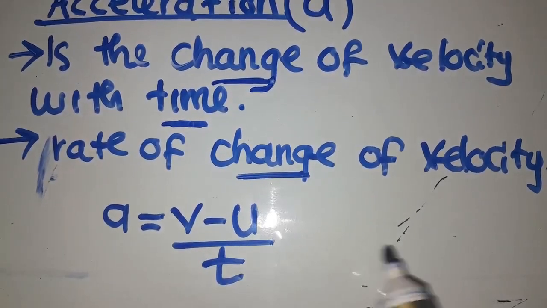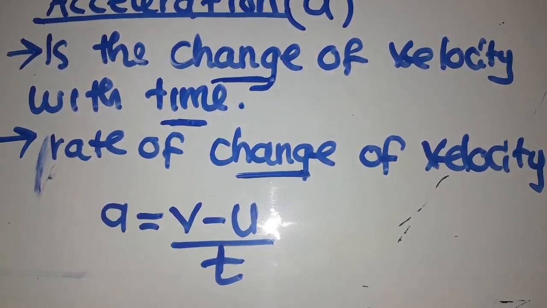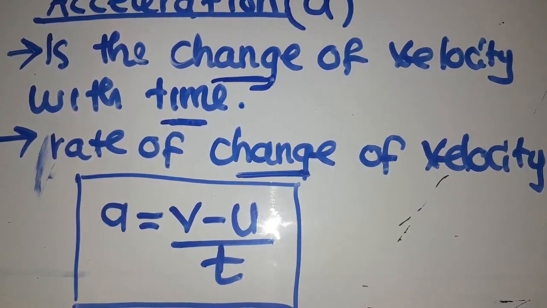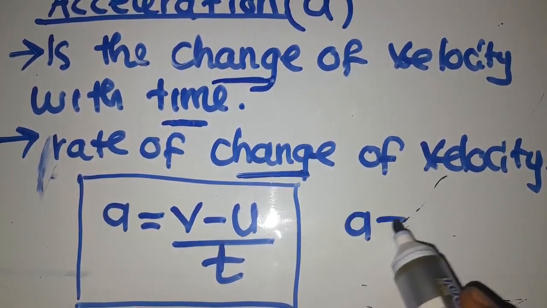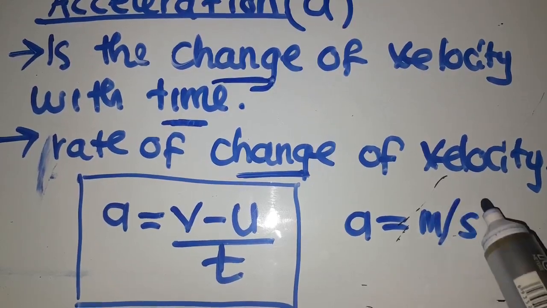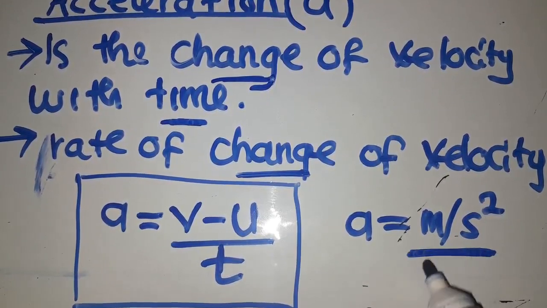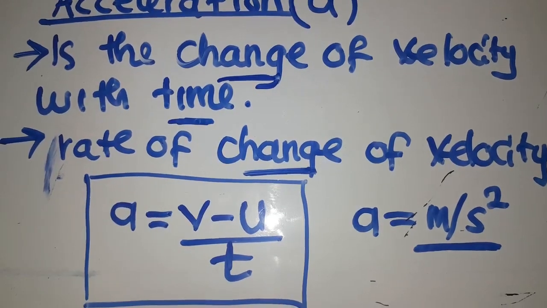This is the formula that we use to calculate acceleration. And acceleration is measured in what? Meters per second squared. Don't forget to put a square. So these are the units for acceleration. We need to know these units. I want you to know this and understand this. These are the basics that you need to get.